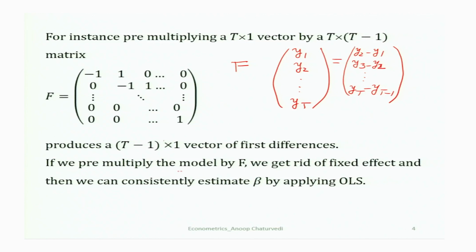So, if we pre-multiply the model by F, we get rid of the fixed effect. Say you have the fixed effect mu_i, and the first difference of mu_i is 0, that is, mu_i minus mu_i, and then we can consistently estimate beta by applying OLS.